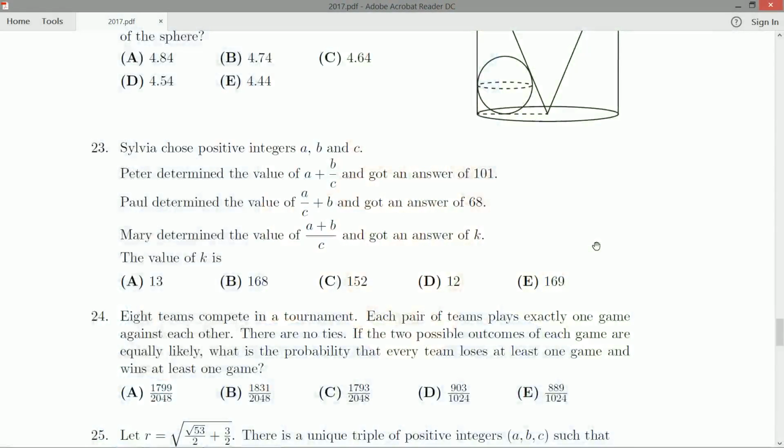Hello everybody and welcome back to question number 23 on the 2017 Fermat paper. So let's take a look at what question 23 has to say.